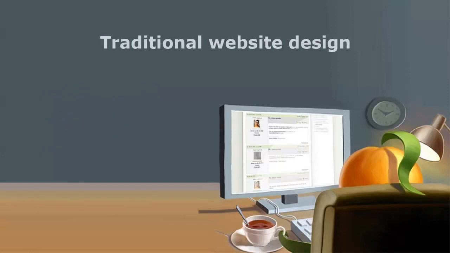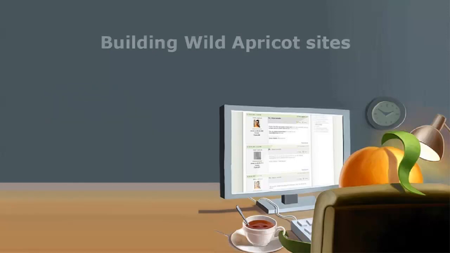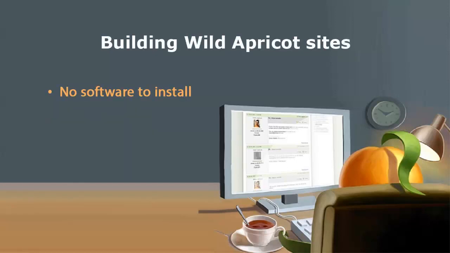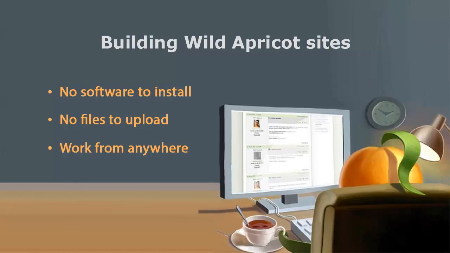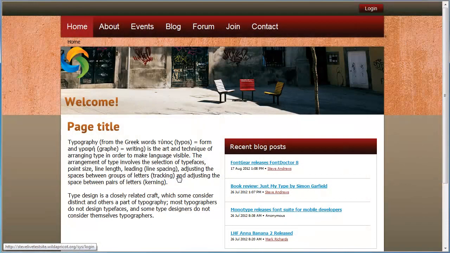The traditional web design process involves installing web design software on your desktop computer, building your website, then uploading files to a server through FTP or some other mechanism. With Wild Apricot, there's no software to download, no files to upload. Everything is done directly through your web browser, whether it's Firefox, Google Chrome, Internet Explorer, or Safari, on Windows or on a Mac.